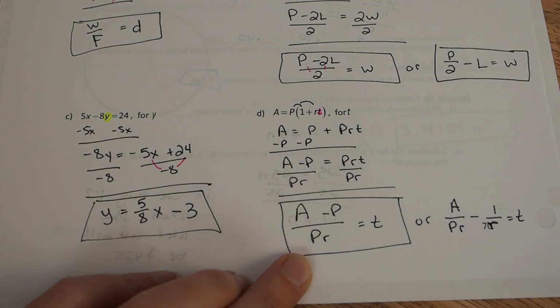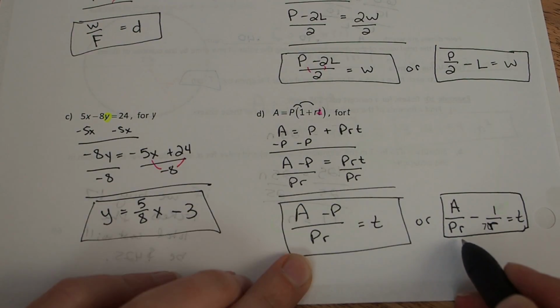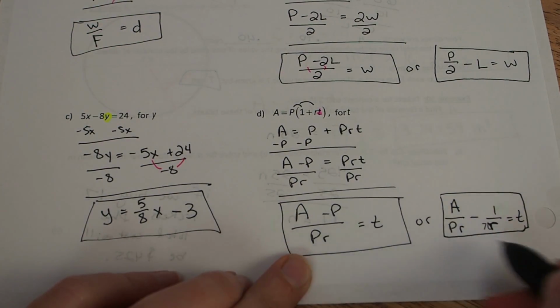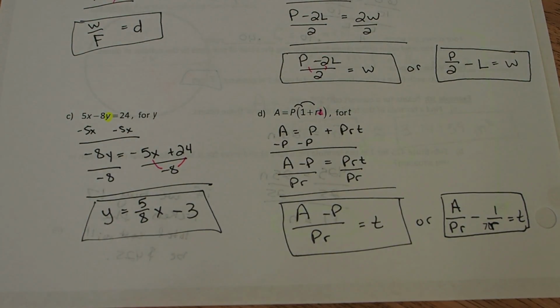Hopefully that page number doesn't bother you right there, kind of in the way of my writing. But I have A over PR minus 1 over R because P divided by P would give you 1 in that case. So either one is the same. You can leave it just like this if you want, or you could distribute your division.